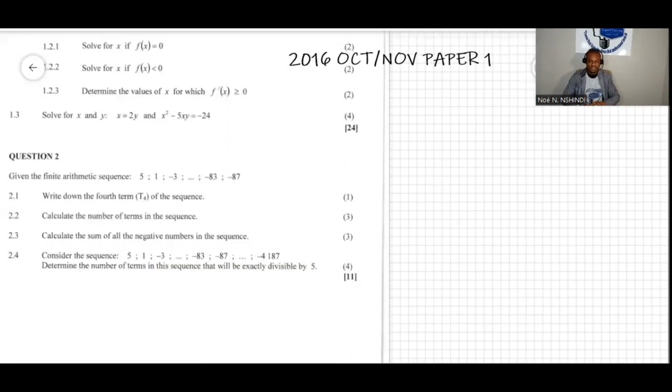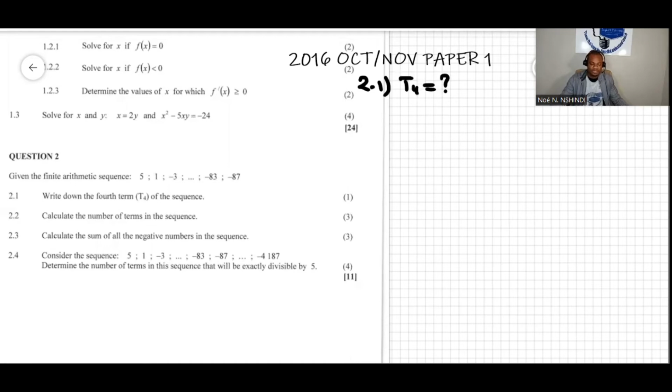Well, we have a question here that says, given the finite geometric sequence 5, 1, -3, -7, -11 and so on up to -87. Now, question 2.1, I'm going to write here question 2.1. We want to find T4. The question says write down the fourth term, T4.